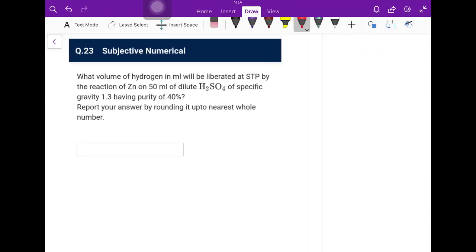What volume of hydrogen in ml will be liberated at STP by the reaction of zinc on 50 ml of dilute H2SO4 of specific gravity 1.3? So at STP, again there is a problem with STP. They generally take 22.4 as the volume at STP, but it has been changed and 22.7 is the correct STP. So anyway, zinc is reacted with H2SO4. Zinc reacts with 2H plus to make Zn2 plus. It gets oxidized and H2 is produced.